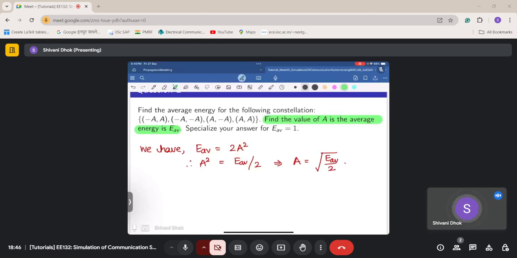Okay, so this is the first part, this is the second part, and then we have the third part. We have to specialize the answer when E average equal to 1. So if E average equal to 1, it implies that A comes out to be equal to under root of 1 by 2. Is it clear? Any questions?